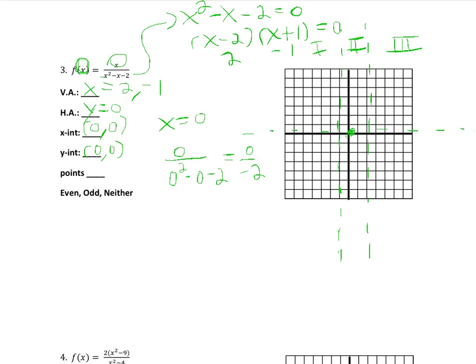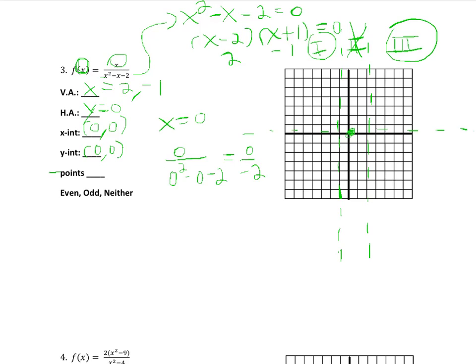Now for this one, we have a little bit more work to do. I have a point in region 2, so I'm going to cross region 2 out, but I need a point in region 3 and another point in region 1 for these additional points. So if I use the arrow, here's the VA, let's just go 1 to the left. So I'm going to plug in -2 for x.